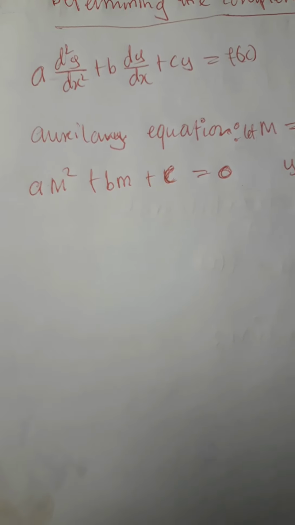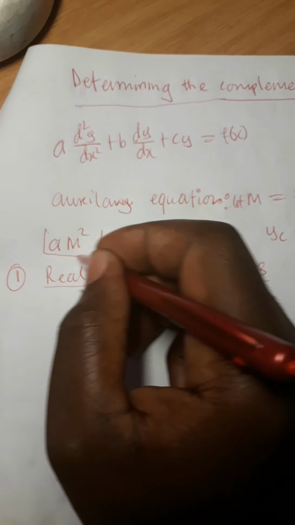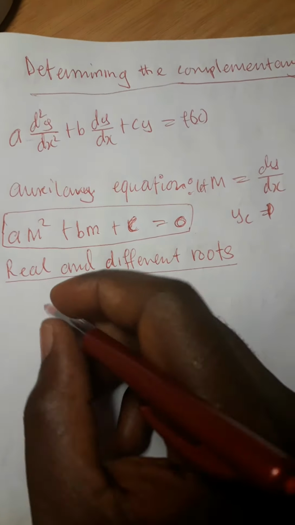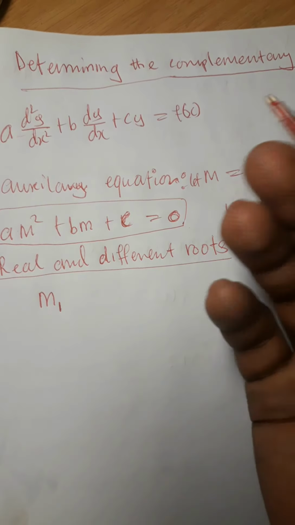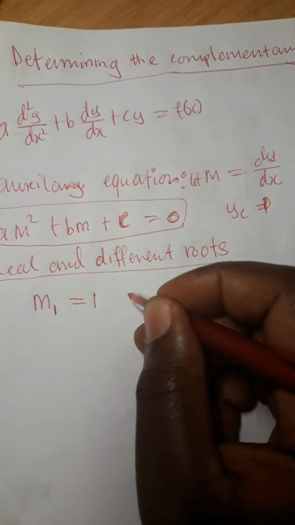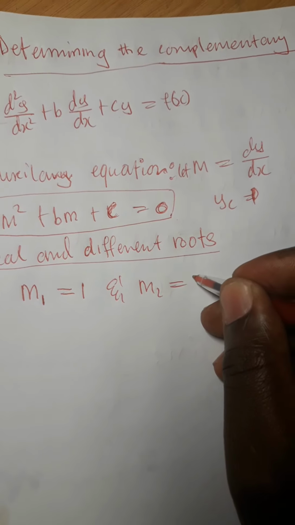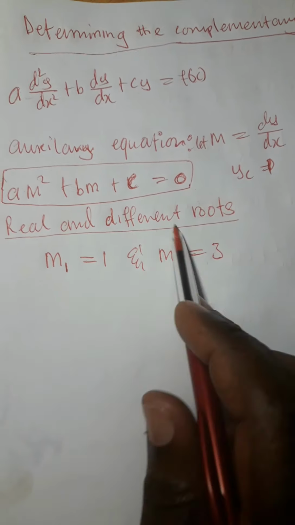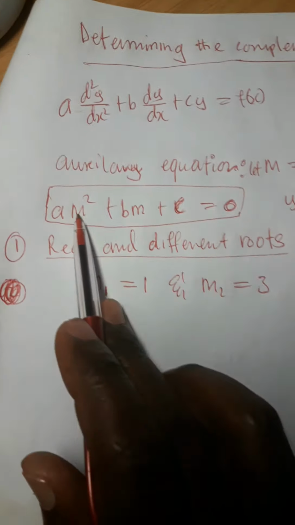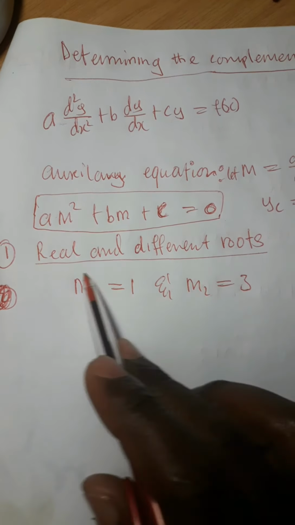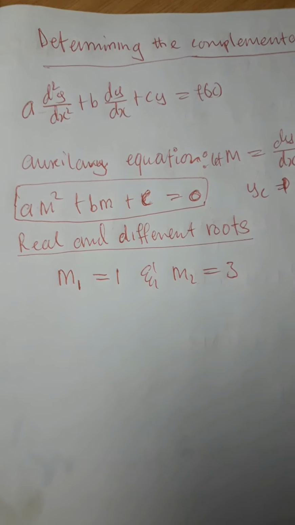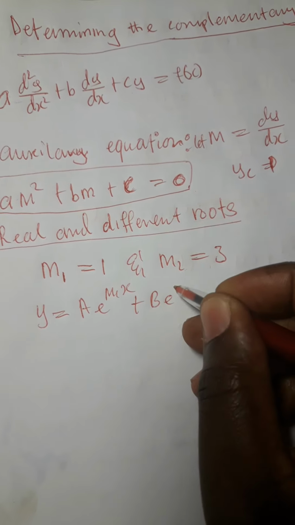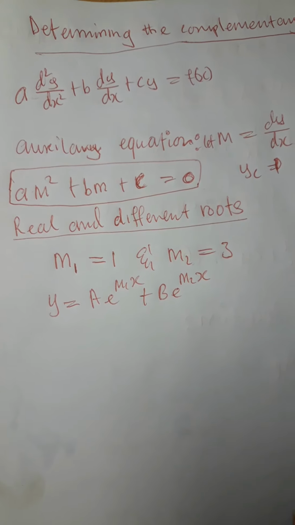Then you should not forget that in the equation we have formed here, there can be three possibilities. The first one is real and different roots, which means that m1 can be, let's say, 1, and m2 maybe 3. These are not the same, so m1 and m2 have two different values. So if you factorize this and find m1 not equal to m2, you are dealing with real and different roots. The solution will be given as y equals a e to the power m1 x plus b e to the power m2 x.